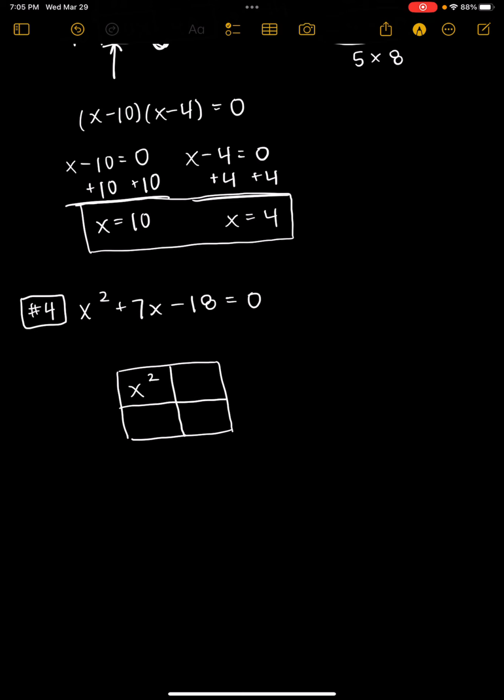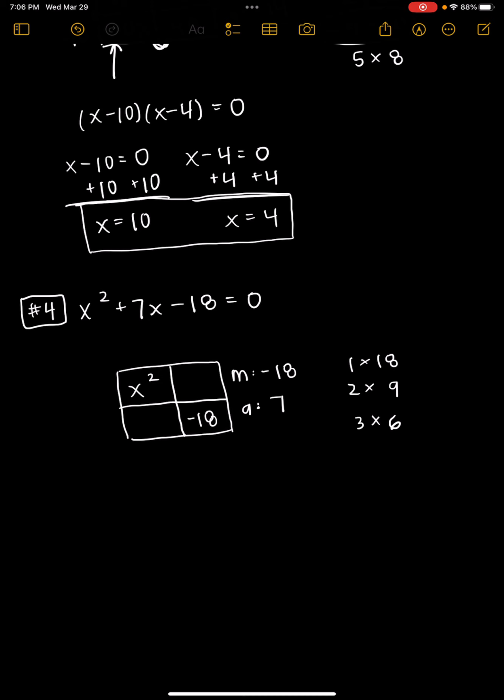So we have x squared up in the top and then negative 18. That's our last number down in the bottom right. We're going to multiply to be negative 18, which is our last number, and add to be the middle number, which is 7. So let's think about all of the factors of 18. We've got 1 times 18, 2 times 9, and 3 times 6. Those are all of the different factors that we have. And so we're trying to find something that multiplies to be negative 18 and adds to be 7.